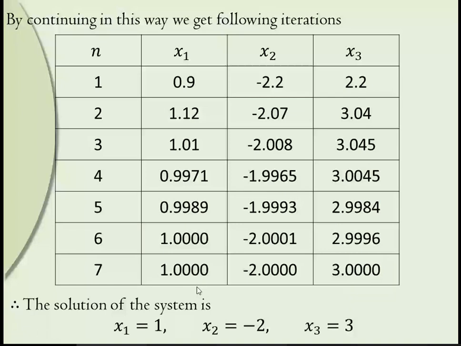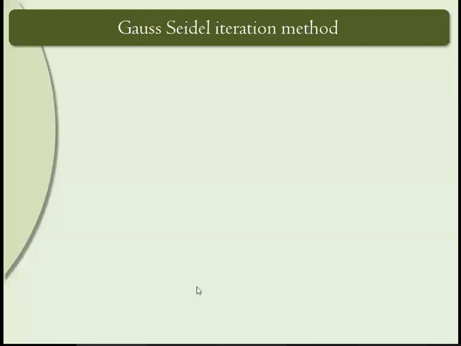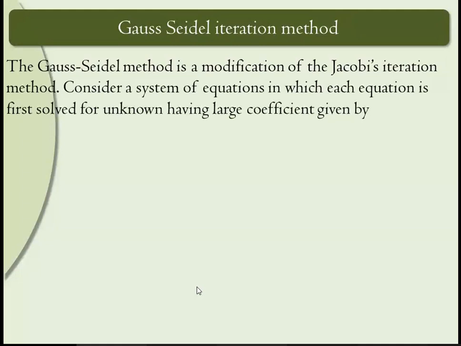Okay. Now, similar to this, we have the last method, the Gauss-Seidel iteration method. It is also called a modification of this previous method, Jacobi's method. Now, what is the modification we are doing in this method? The first part is the same.